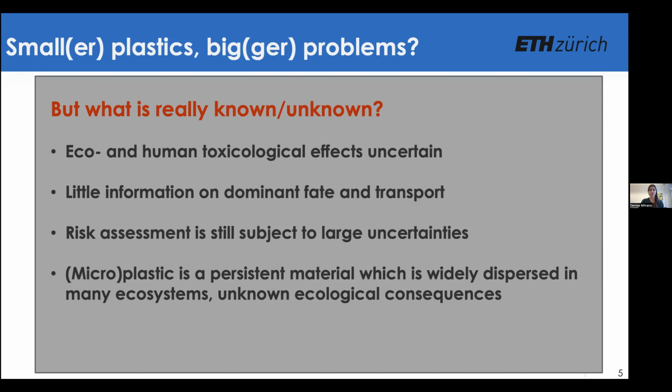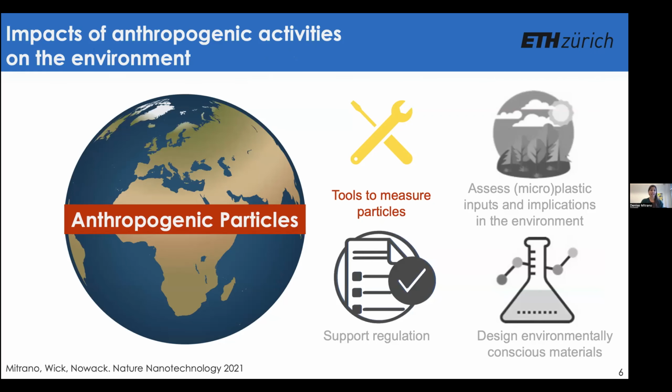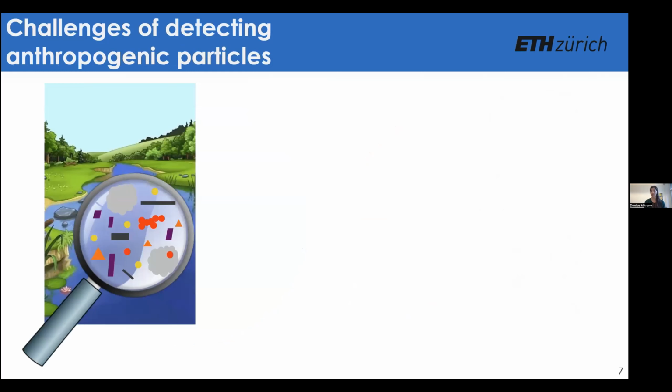So how can we start to do that? First, we need to have some tools which are specifically able to measure particles, and particles that are polymers. So what are the challenges of detecting anthropogenic particles in the environment? Whether you take a water sample or, of course, a soil sample, it's not only the particle of interest that's there, there's also a lot of other particles that you need to distinguish between. And this can be more challenging compared to other types of contaminants, which you might be interested in studying.